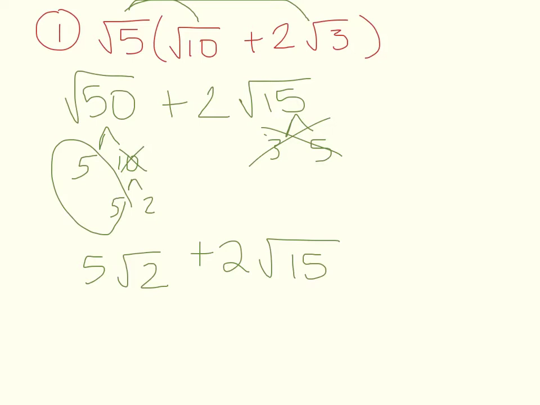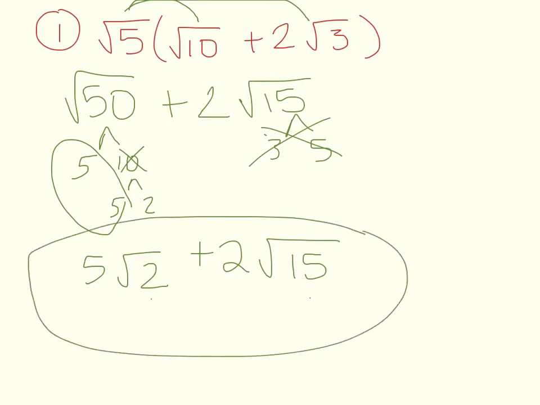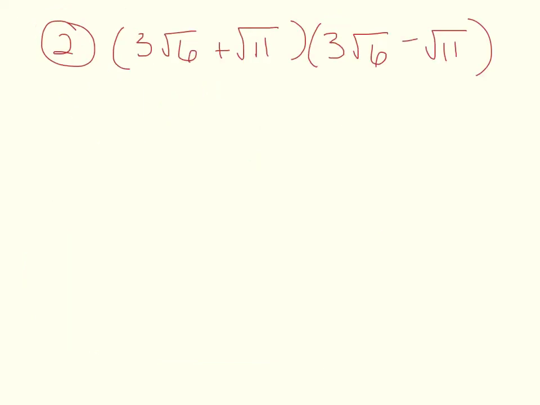Now we look at that and we say, okay, can we go together? This one has a square root of 2. This one has a square root of 15. They're not the same, so this is my answer. Okay, you can only put things together if they have the same radical.